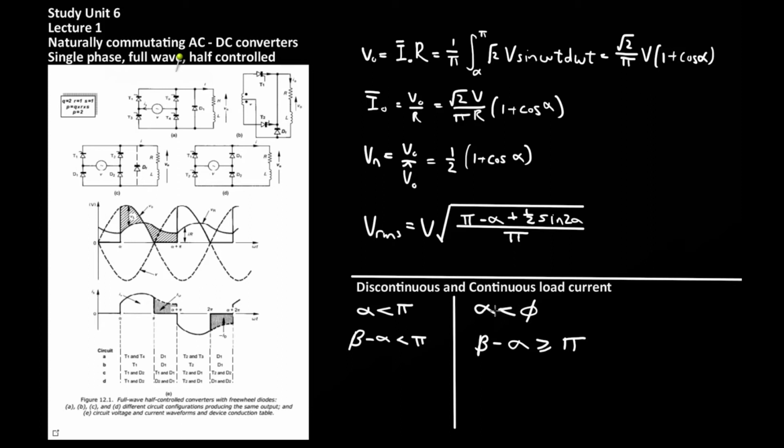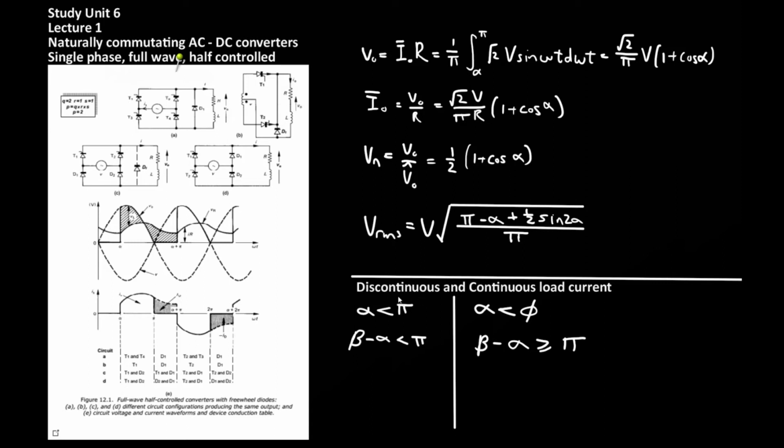For continuous load currents, alpha is less than the conduction angle, and beta minus alpha is larger than pi. In other words, the period through which conduction takes place is longer than a half cycle, so current is able to conduct from one half cycle and into the next before the extinction angle comes into play. What this means in practice is that depending on the values of alpha and beta, the output current waveform characteristic will change depending on whether the delay angle and the extinction angle are larger or smaller than pi.